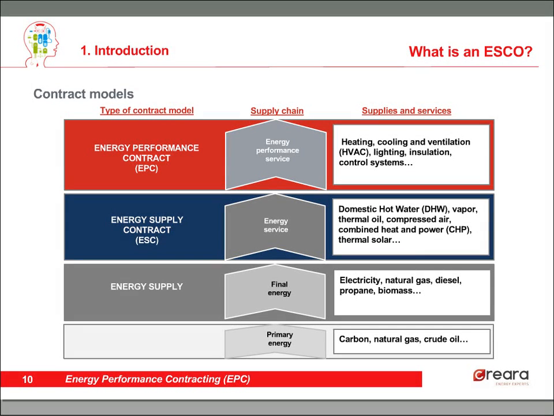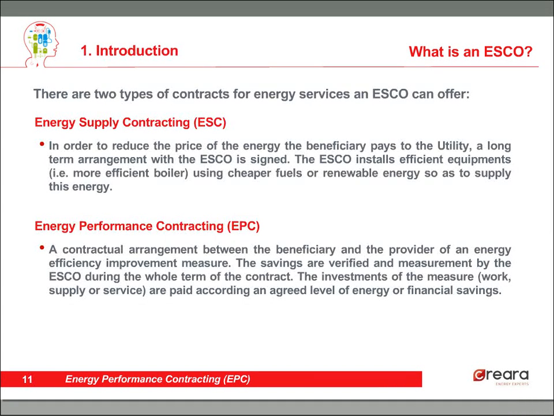And then the last model, the one in red, is an EPC model. We're going to see it in detail, but this is not only providing energy, but providing energy with an energy performance guarantee. We have these two models defined in this next slide. In an energy supply contract, what we have is a better operation of the energy supply installations, whereas in the EPC model we have a contractual arrangement in order to provide one or more energy efficiency measures, and the savings that we achieve should be verified.